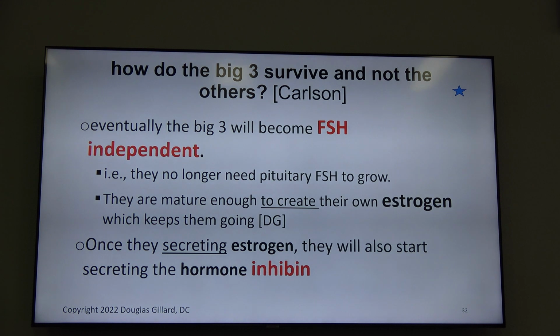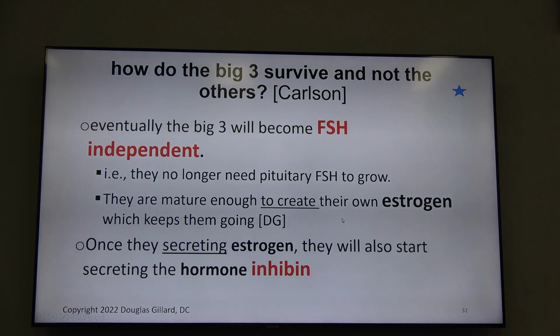But before we get to that story, how do the big three survive? What happens to the others? We said 20 are racing. What happens to them? Well, they die, and this is how it works. The big ones are now so big that they can secrete estrogen. The other racers can't. They're not mature enough to do that. So once they can secrete estrogen, they really don't need FSH anymore. They become independent of FSH, and they do something really mean.